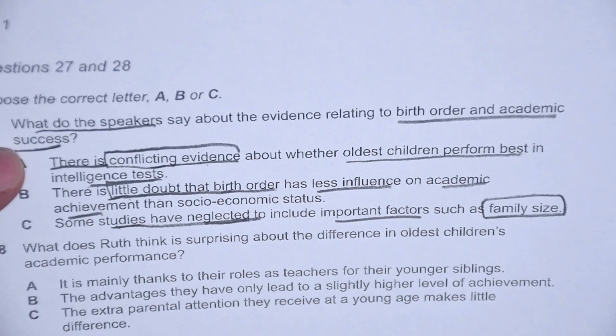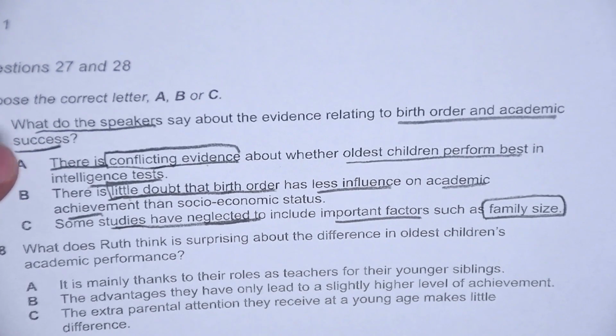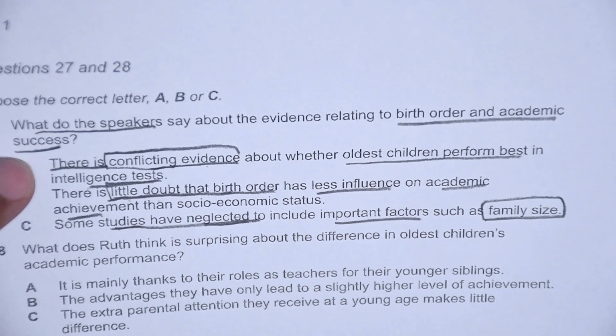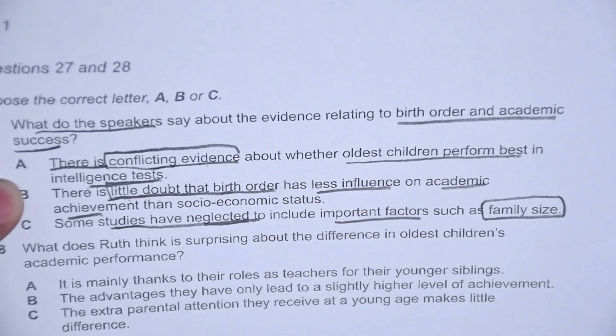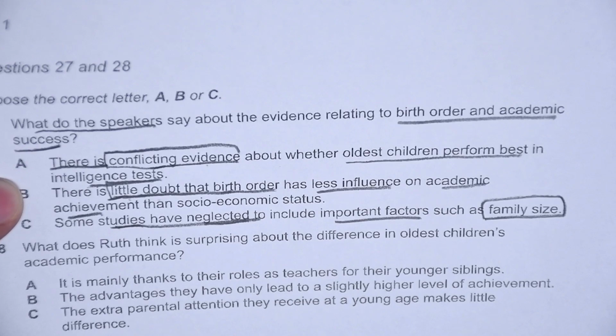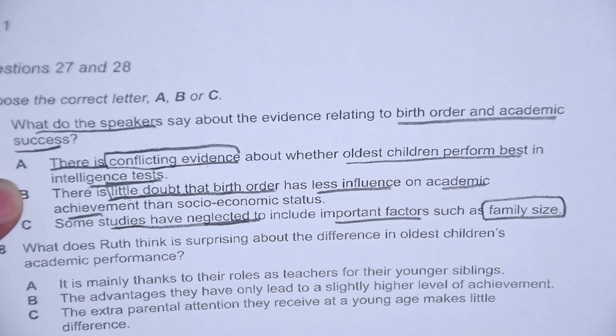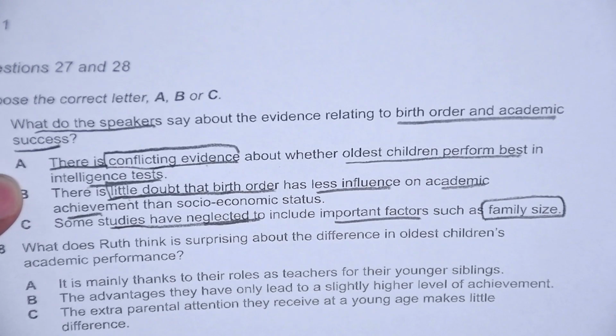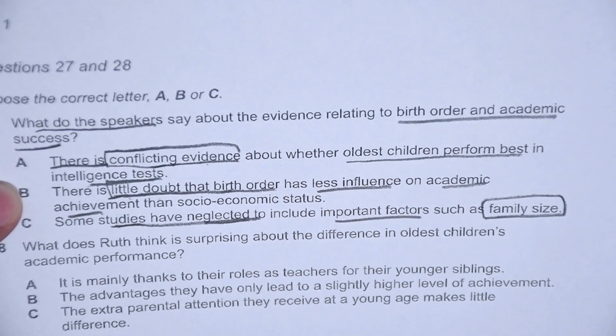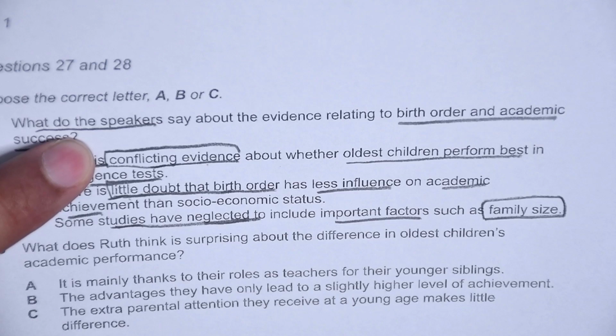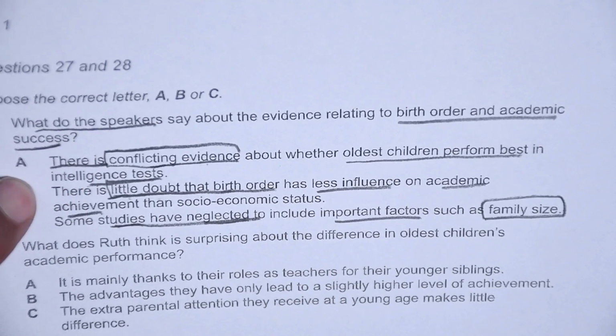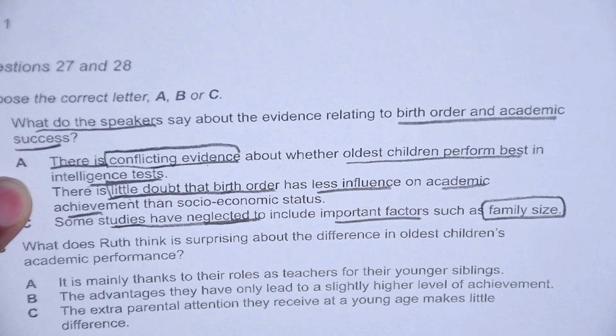Now this has been proved, and what is A? Conflicting evidence about whether oldest children perform best in intelligence tests? No, they said the opposite. There is little doubt that birth order has less influence. They say this has been proved, right, in lots of recent studies. So it isn't B actually. What is the question? What do the speakers say about the evidence? So now evidence relating to birth order is not conflicting. Evidence is not little doubt. Let's see what is that.